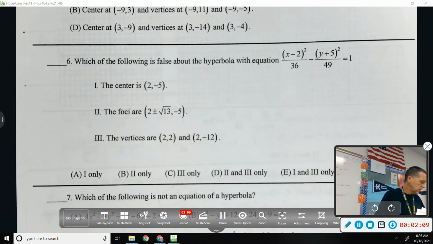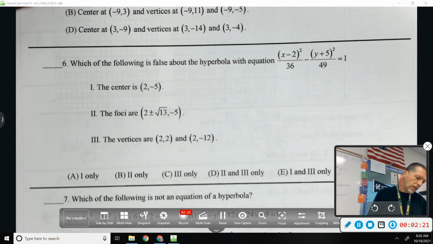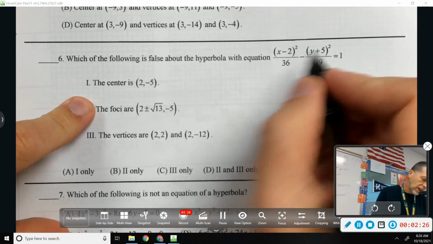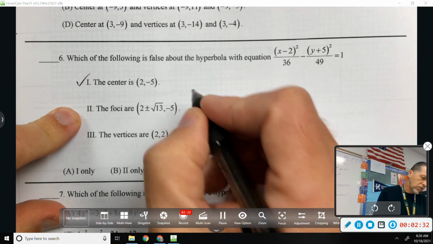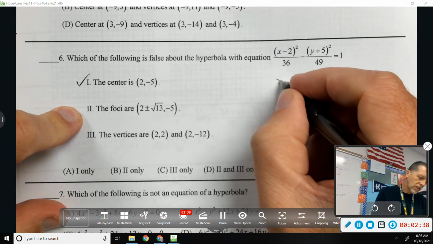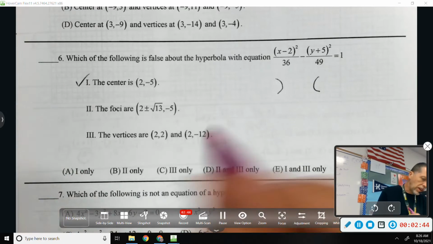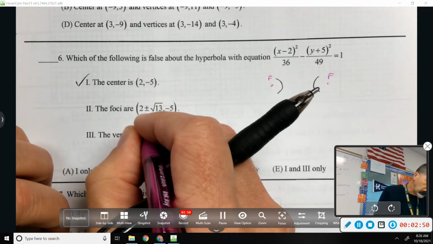You probably think it is true. I don't remember which one it was. Well, we'll see what happens. Maybe there's a mistake. Maybe not. Which of the following is false about that hyperbola? The center is at 2, -5. That's true. The foci. Okay, well the foci, let's see. This hyperbola, the x comes first, so I know it's left and right. So I know that my foci are on the x, so at least that part is right.